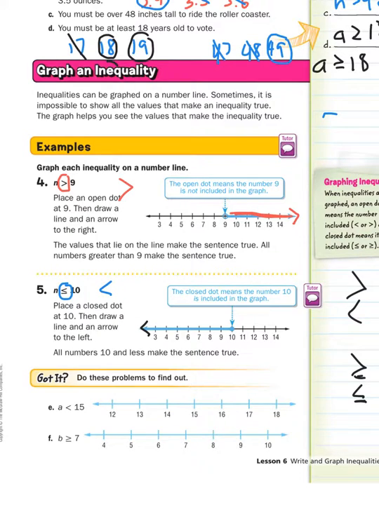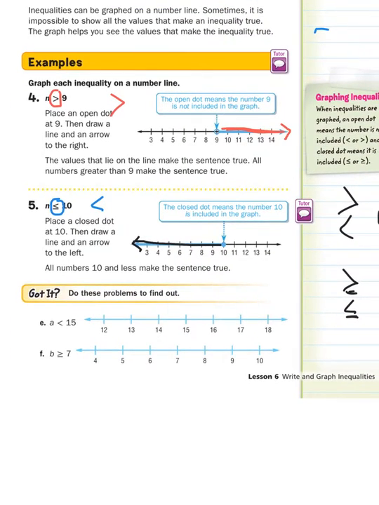See how the sign is like the arrow end? And then you shade that side of the arrow. So the sign, the greater than or less than sign, looks like the end of the arrow that you are shading. So we're going to do E and F together. We'll start with E. You have to graph A is less than 15.